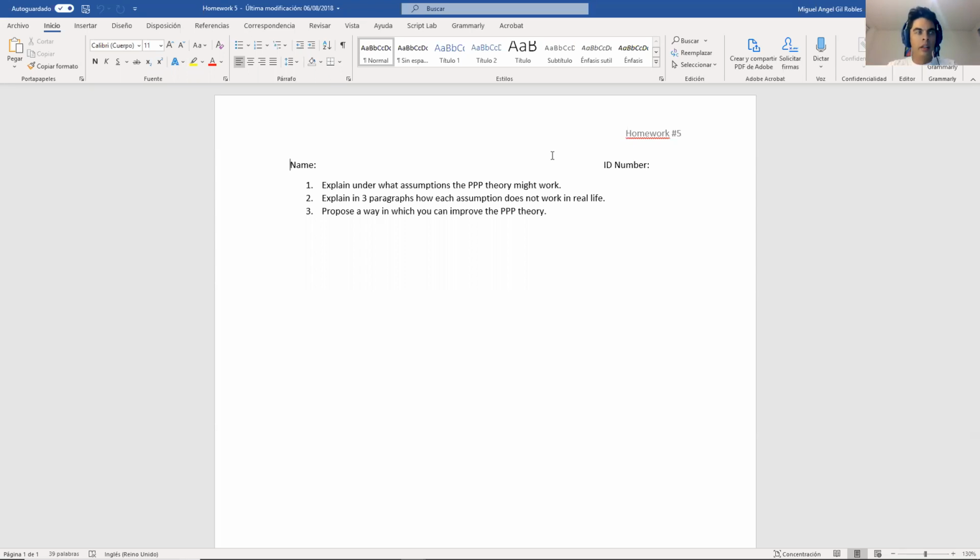This is one of my favorite homeworks that I really enjoy when I read, because what you have to do is to solve these three questions. So first, I am asking you on number 1 to explain what are the assumptions under which PPP theory might work. So I think you should remember it's that the same good is being sold anywhere, or at least in 2 places, that there are no restrictions to buy the good, and there are no transportation costs. These are the three assumptions. So write that in the first paragraph.